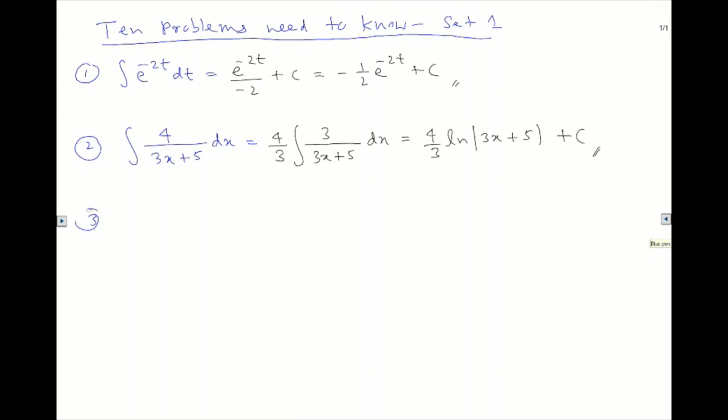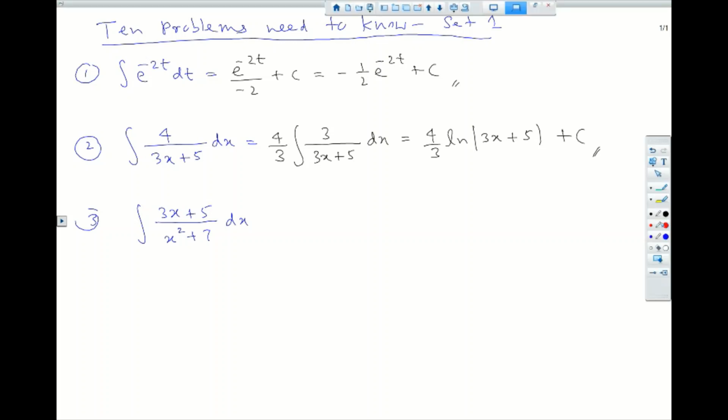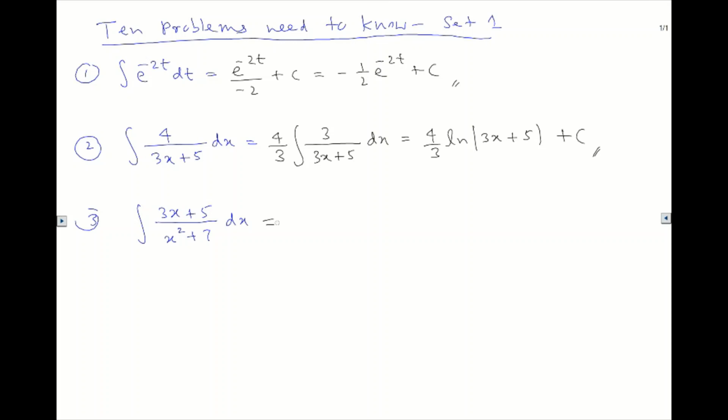so let's look at this one. It is 3x plus 5 divided by x squared plus 7 dx. And you can see that if you look at this problem, the top is not the derivative of the bottom function, so the trick would be to split this. So we're going to split this into 2 fractions first. So we're going to have 3x over x squared plus 7 dx. That's the first one. And the second one is 5 divided by x squared plus 7 dx.